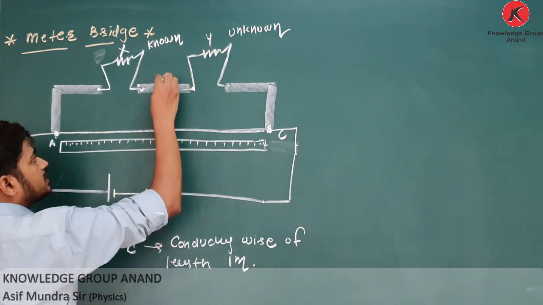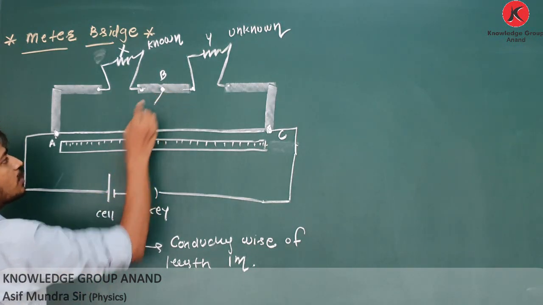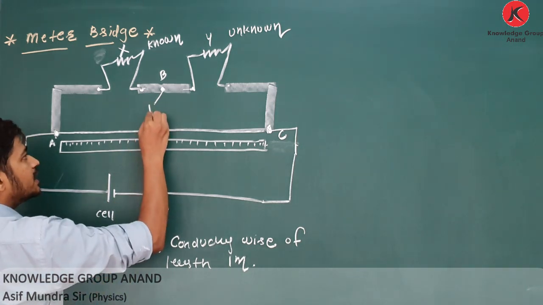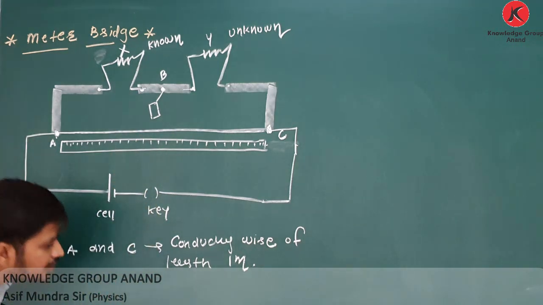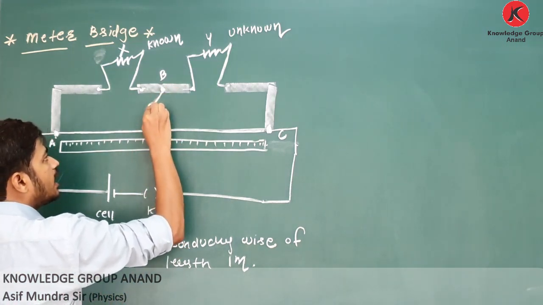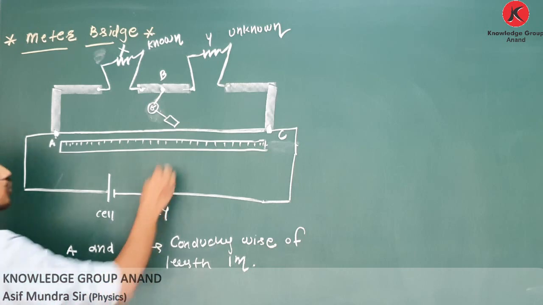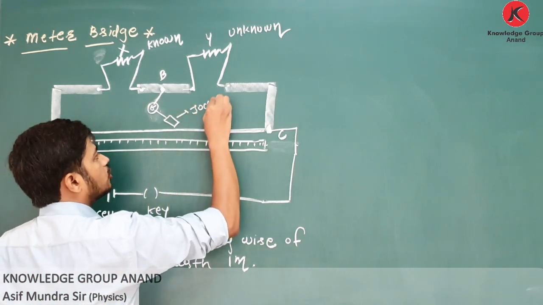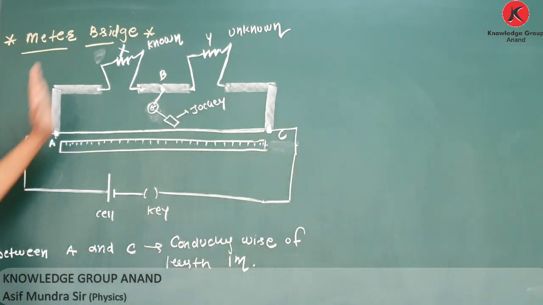This point is called B. From this point B, a conductor is connected, like a pen, and it is connected to a galvanometer. The galvanometer is then connected to a conducting pen, and it is called a jockey. So this is the circuit.